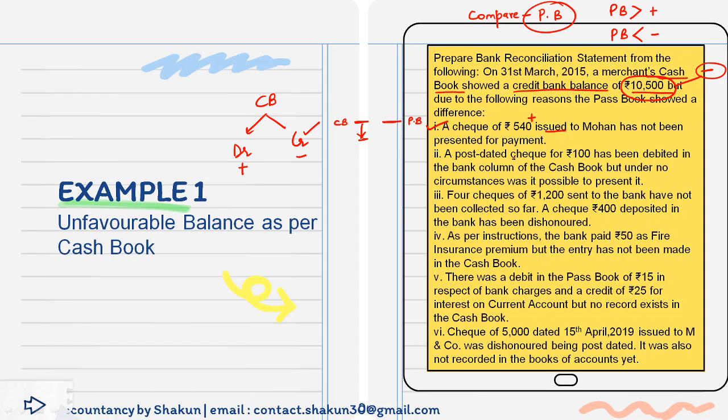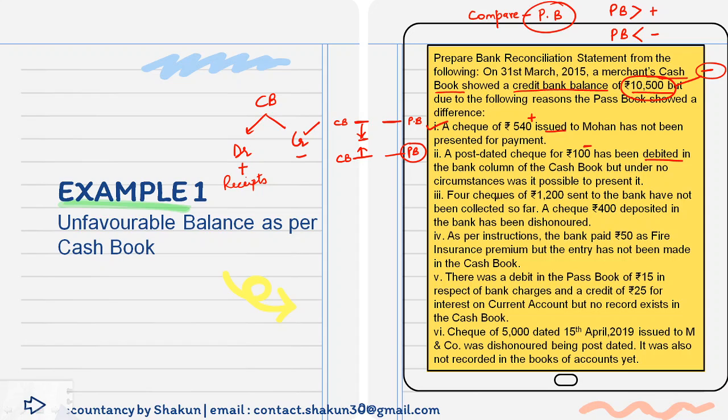A post-dated check means the date of which is in the days to come has been debited in the bank column. Now, when do you debit it? All the receipts are always debited. That means this check has been received by the business people and it has been debited in the cash book. So that means our cash book increased. But since it was a post-dated check, there is no possibility that the passbook will increase. Now, since I'm going to look at the passbook only, cash book is greater, passbook is lesser. Since the passbook is lesser, this 100 will be subtracted.